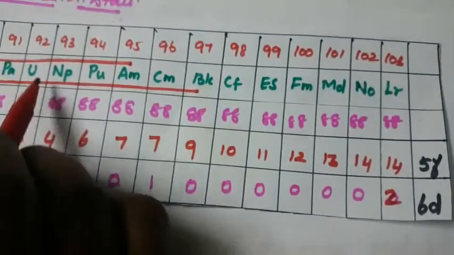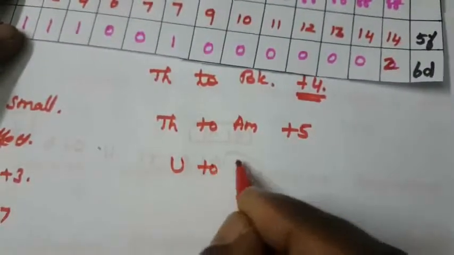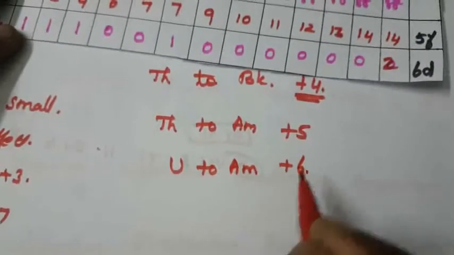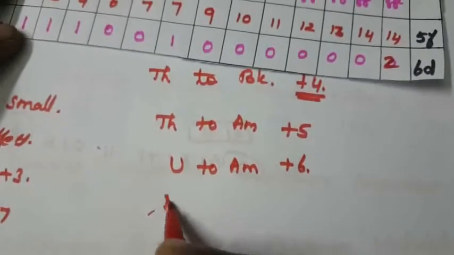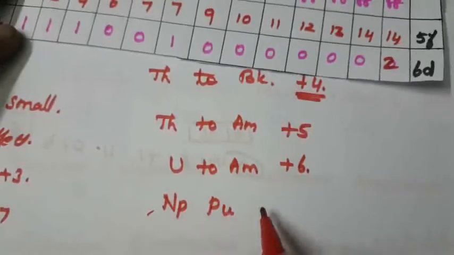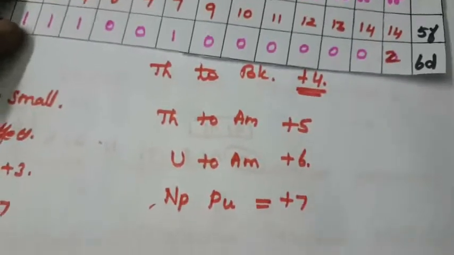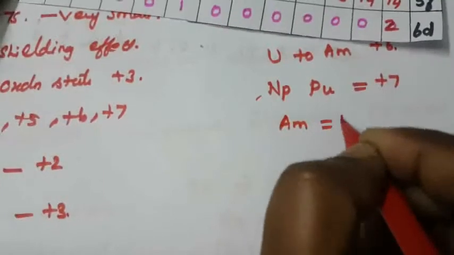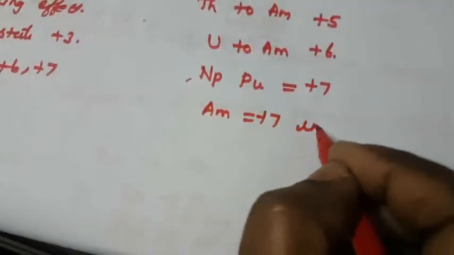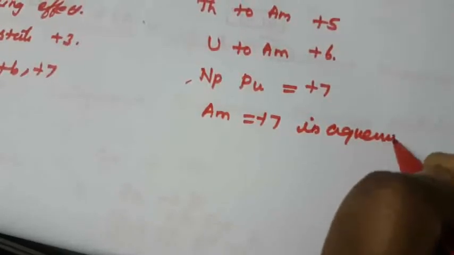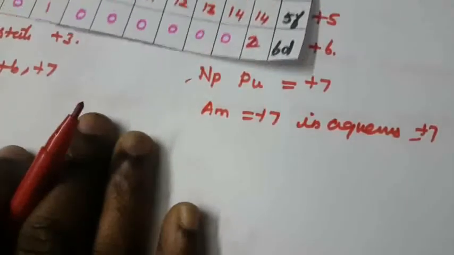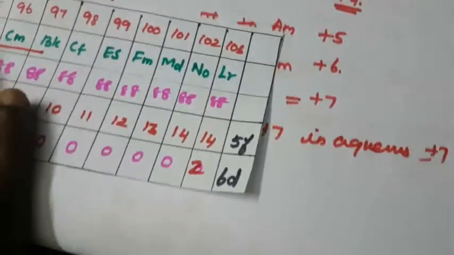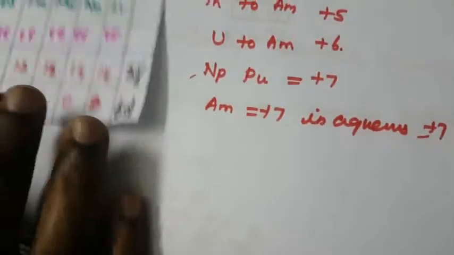Then uranium to americium exhibit the +5 oxidation state, and uranium to americium also exhibit the +6 oxidation state. Then neptunium and plutonium exhibit the +7 oxidation state. Americium also exhibits the +7 oxidation state in aqueous solution. So these are all the variable oxidation states in the 5f series.